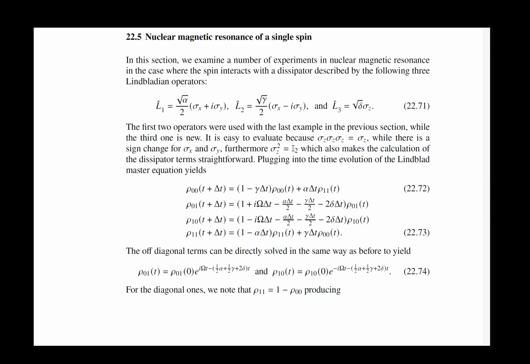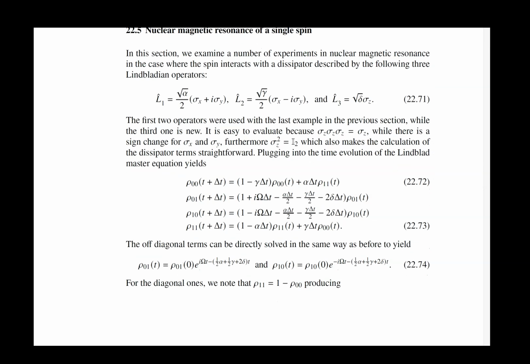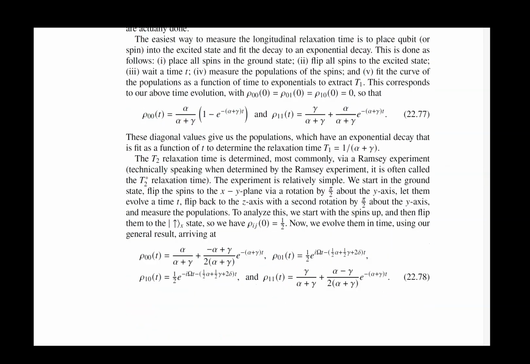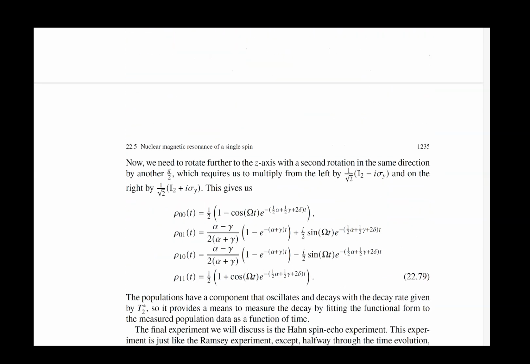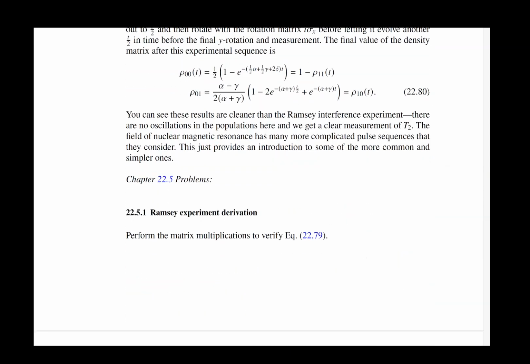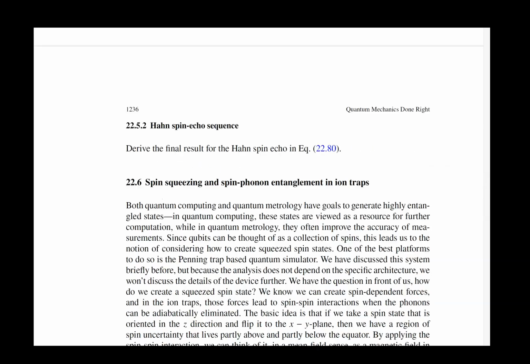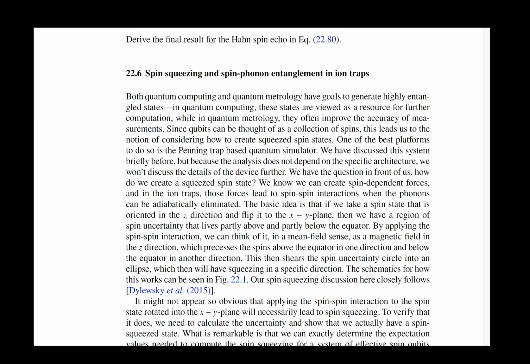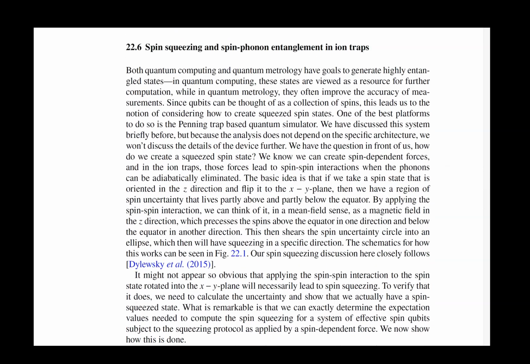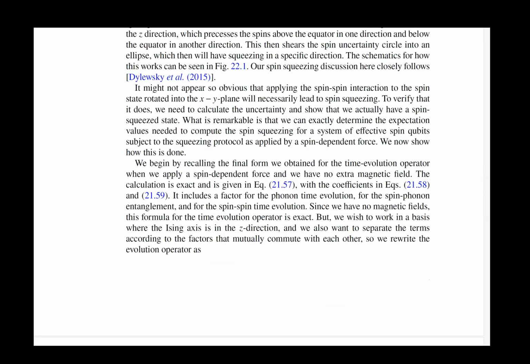Then we go into great detail of how this works when you look at nuclear magnetic resonance of a single spin. And there are a number of different kinds of channels that you can look at applying to that. We use this to look at how Ramsey experiments work, but now the oscillations will decay due to the decoherence. We also talk about how the Hahn spin echo works. And then after that, we move into spin squeezing and spin phonon entanglement in ion traps.